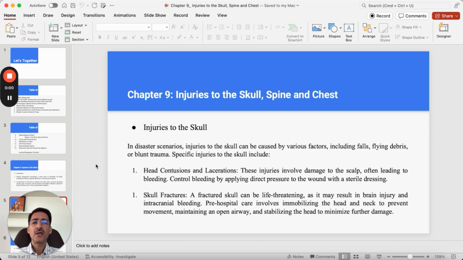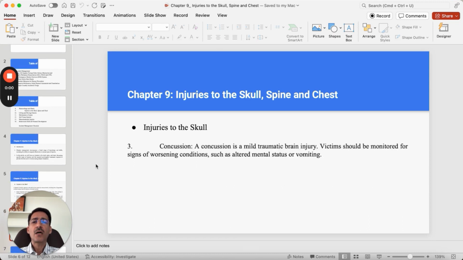Skull fractures. A fractured skull can be life-threatening as it results in brain injury and intracranial bleeding. Pre-hospital care involves immobilizing the head and neck to prevent movement, maintaining an open airway, and stabilizing the head to minimize further damage. A concussion is a mild traumatic brain injury. Victims should be monitored for signs of worsening conditions such as altered mental status or vomiting.